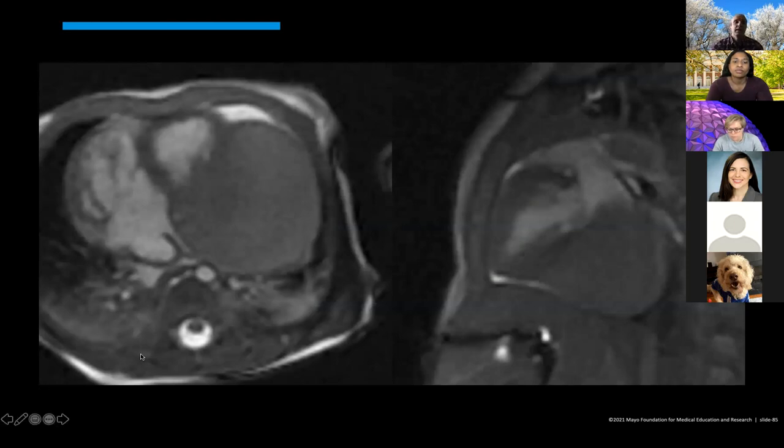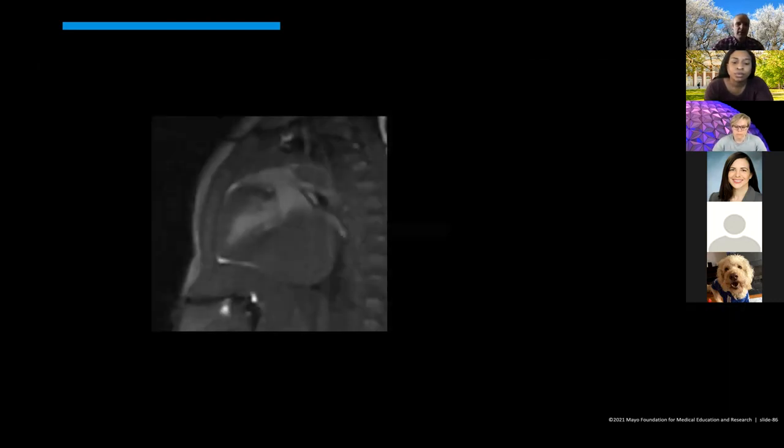And this is an axial bright blood image. This is a 2-chamber view. This is the left ventricle, left atrium, left ventricle, right atrium. And you see a humongous mass arising from the left ventricle. And so you can think about what that might be.